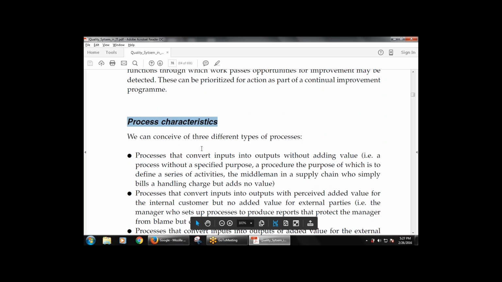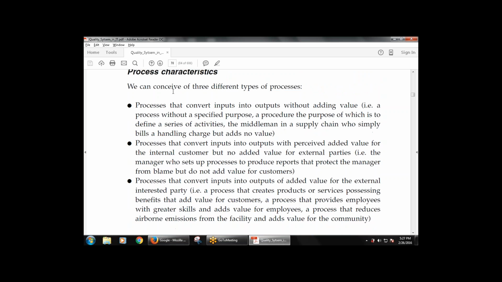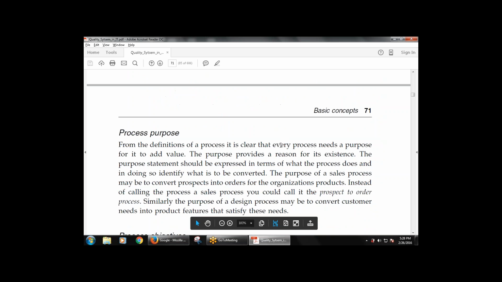Then these are the various characteristics. We can conceive three different types of characteristics of processes. First, processes that convert input into output without adding value. Second, processes that convert input into output with perceived added value for the internal customer only. The next is adding value for the external interested party, that is, the outside parties.